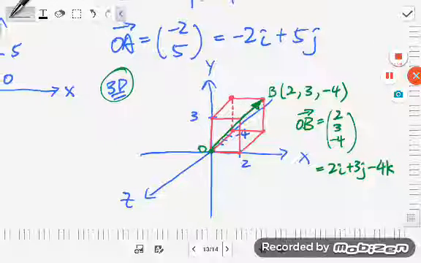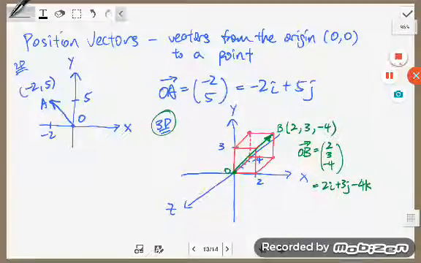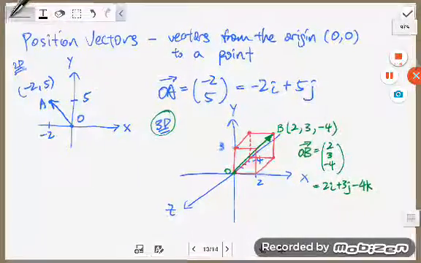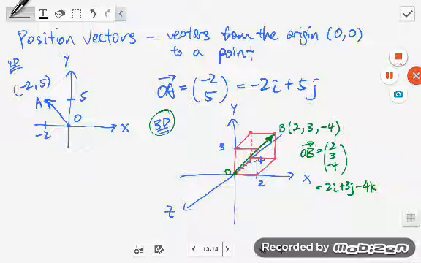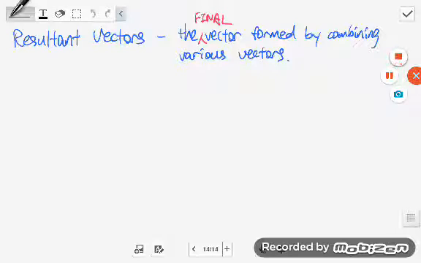All right, so I hope you guys see it's pretty easy. The position vectors are very easy to find, and later on we'll find them very useful. Okay, so let's move on to our next section, which is resultant vectors.